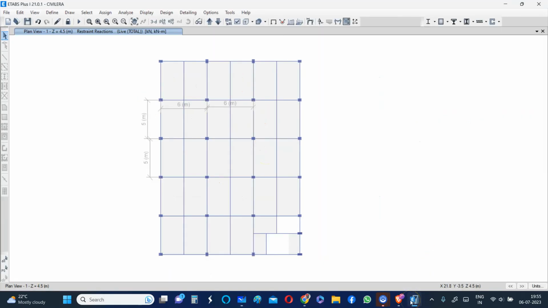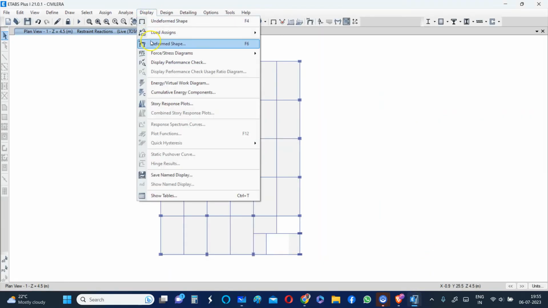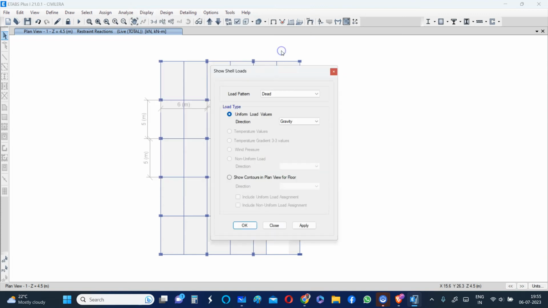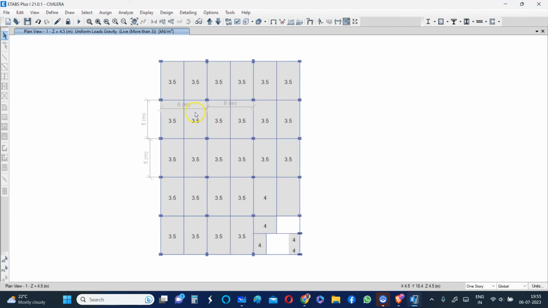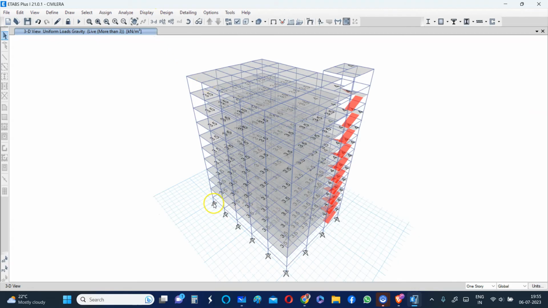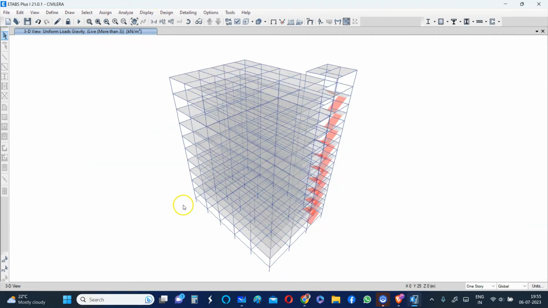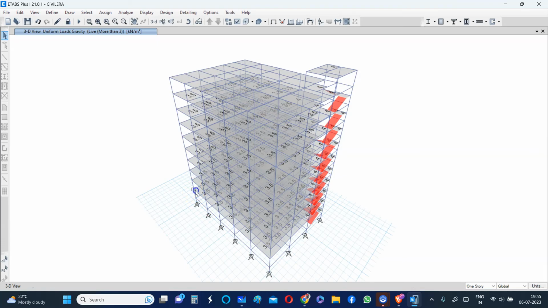Coming back to the ETABS model, I will display the load assigns, shell, and I will take the live load here. Clicking on this, you can see that it's 3.5. Let me also show you the number of loads. You can see that in the plinth level there is no slab, and from first floor onwards you have the slabs, 1, 2, 3, 4, 5, 6, 7, 8, 9, and 10 number of slabs are present.